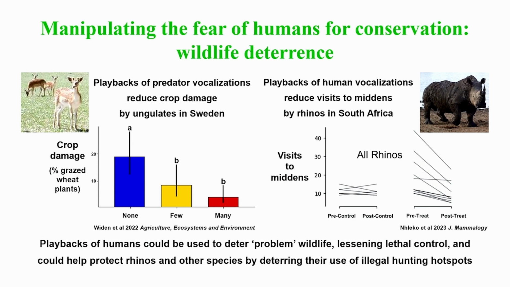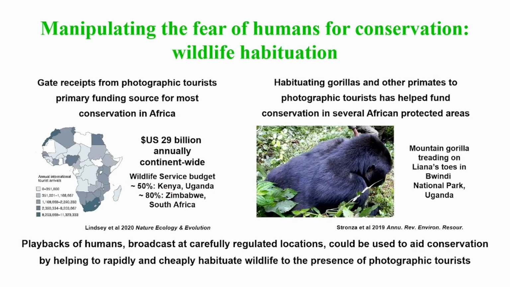On the flip side, another application we're exploring is facilitating wildlife habituation. So as I mentioned, if the fear of us impedes photographic tourism, that's bad news, particularly here in Africa, where gate receipts from photographic tourists are the primary funding source for conservation and the operation of parks like Kruger. Now, several African protected areas have successfully habituated gorillas and other primates to the presence of photographic tourists to help fund conservation, but it can take years to accomplish this habituation.